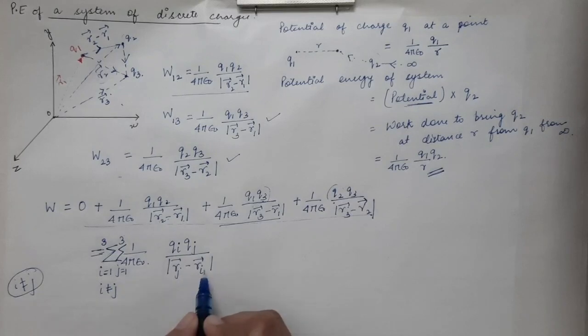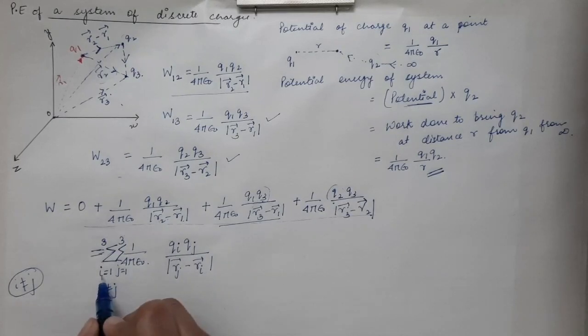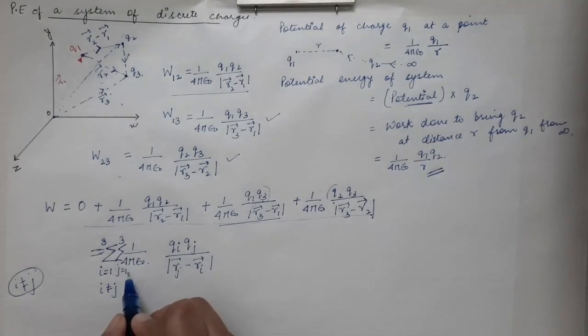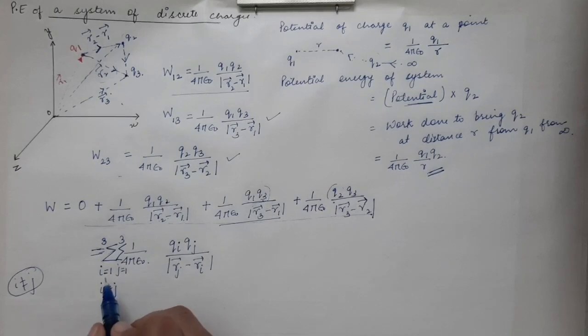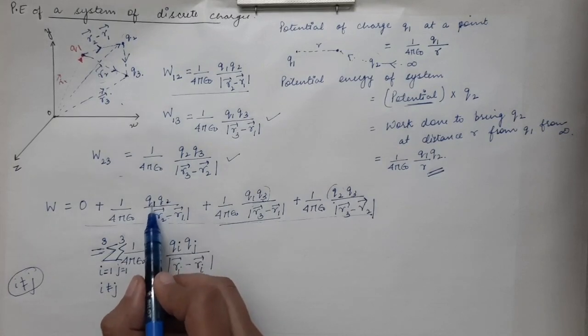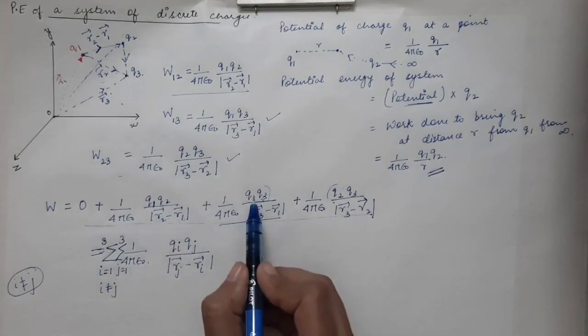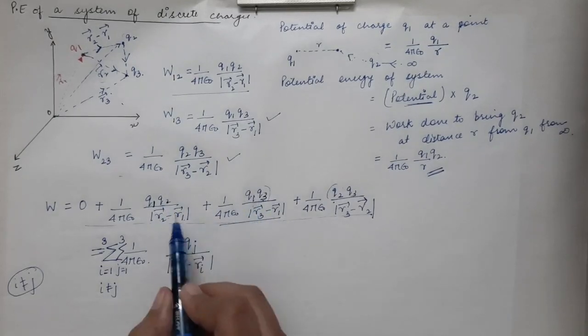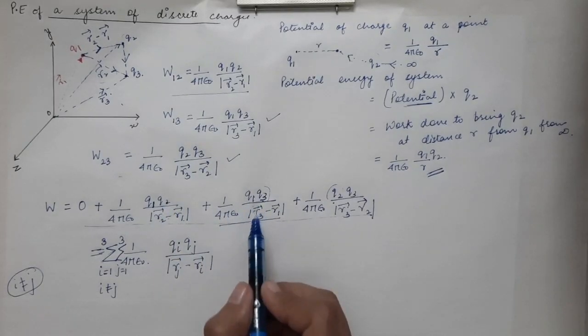So when you open this equation, what you will see is that when i is equal to 1, j will not be equal to 1. It can never be equal to 1 because of this condition. So if i is equal to 1, j can be 2 or 3. As in the first term, when i is equal to 1, j can be equal to 2 or 3. So we will get these two terms.